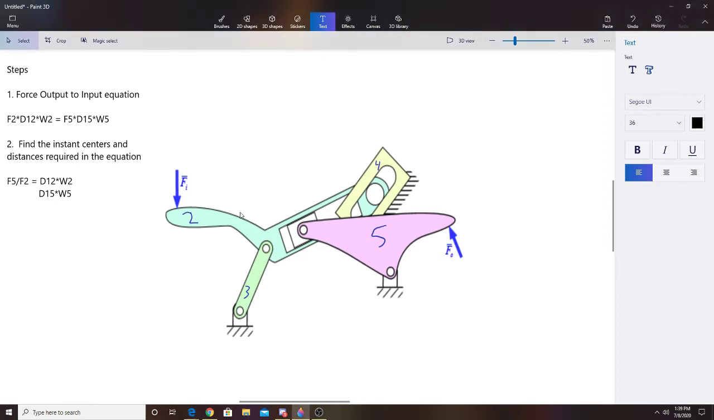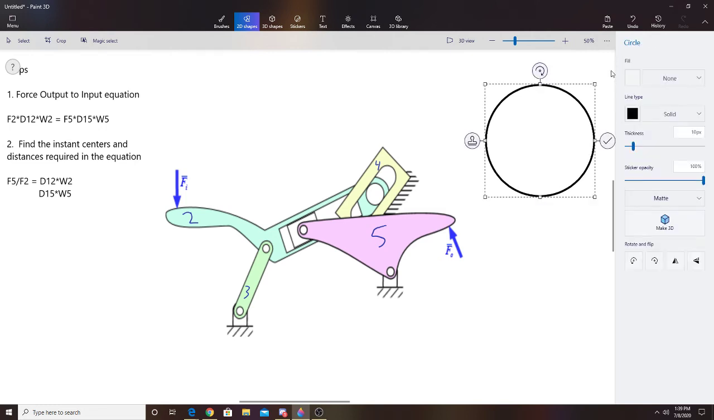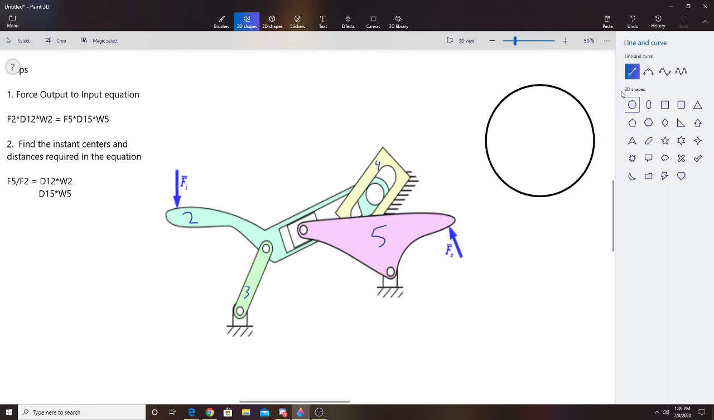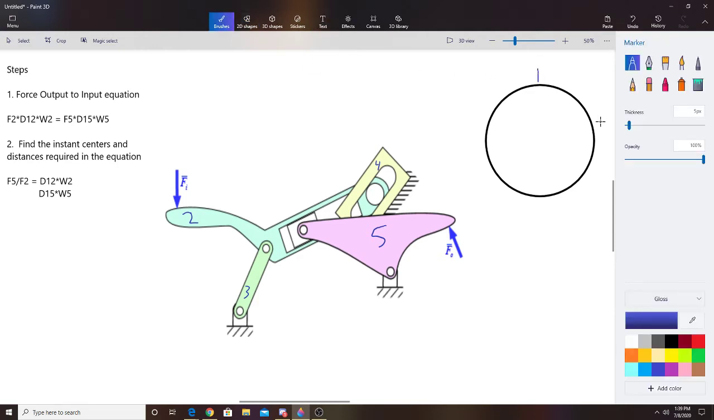Remember, we need to find some instant centers now, right? Because essentially, we need to find I12. Would you guys agree? We need to find all these instant centers. So we need to find our instant centers on this block, right? So let me go ahead and put this up there. I'll just draw it. It's no big deal. So 1, 2, 3, 4, and 5.